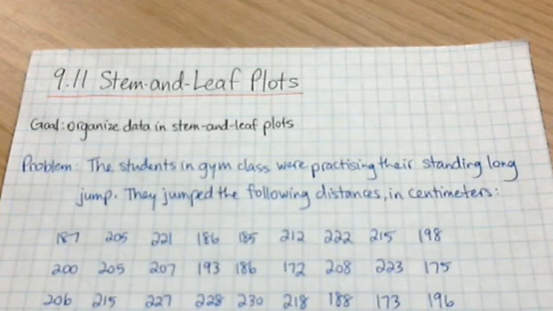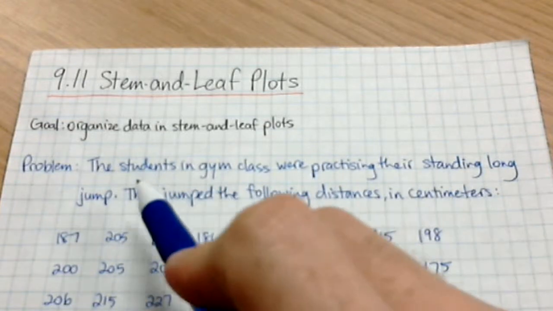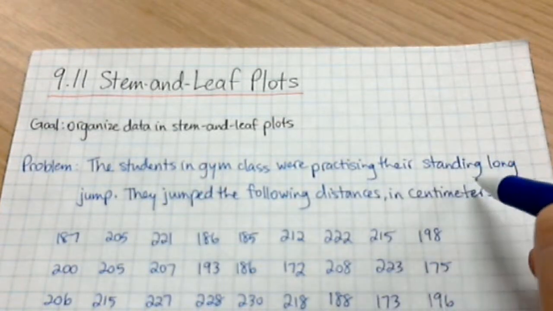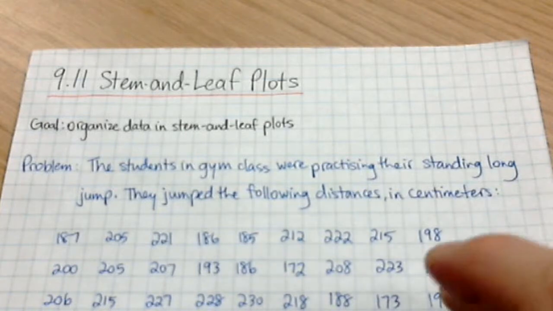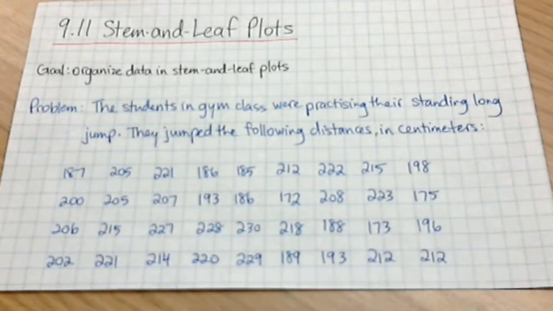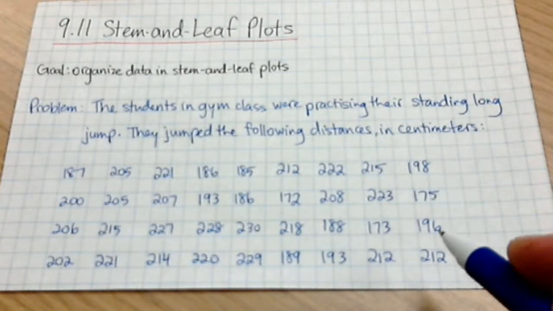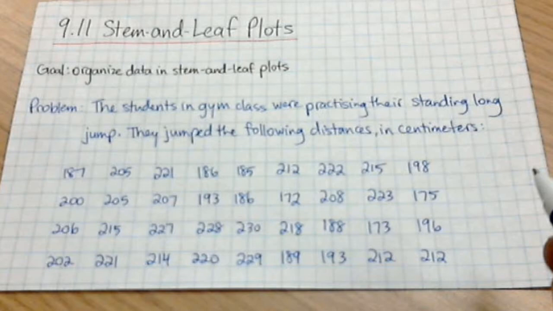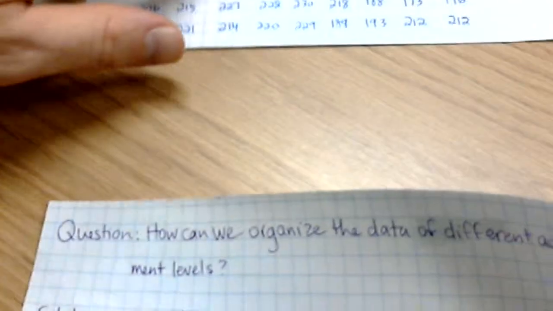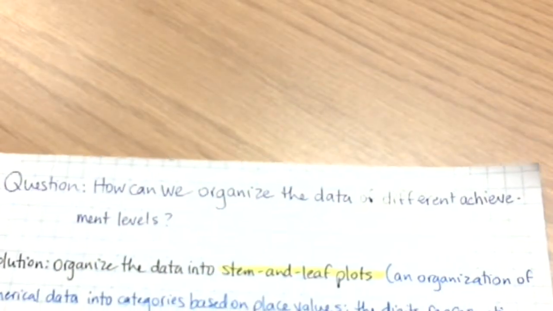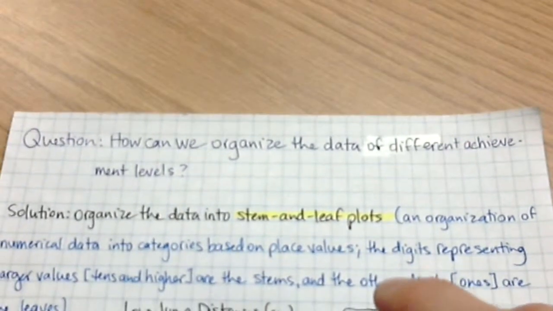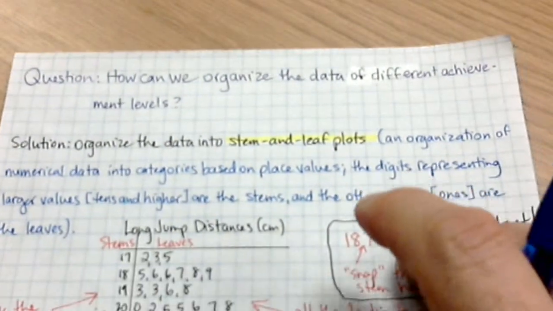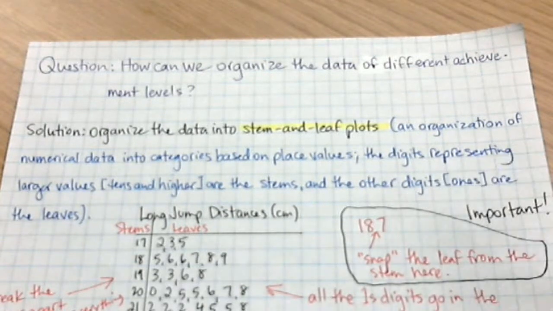And so the problem that we're going to be working with today is the students in a gym class were practicing their standing long jump. They jumped the following distances in centimeters. And here's a huge bit of data of all the distances that the students in the gym class jumped. So just put that aside for a second. The question that we're going to be working with is how can we organize the data of different achievement levels? So we're going to organize the data into a stem and leaf plot.